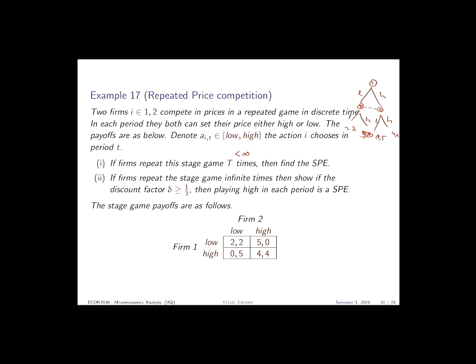Of course, this is not a symmetric game because this is 2, 2, and that is 4, 4. This means that when they both choose the high price, they'll get a high profit. But if one firm chooses a low price and the other chooses a high price, the one that chose the high price would lose a lot.